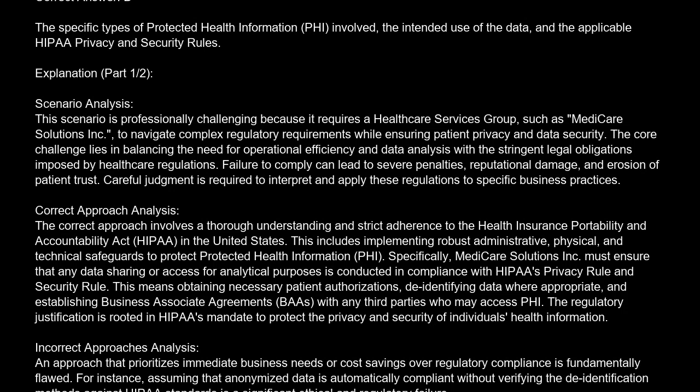The correct answer is D. The specific types of protected health information, PHI, involved, the intended use of the data, and the applicable HIPAA privacy and security rules. Explanation. Scenario analysis.